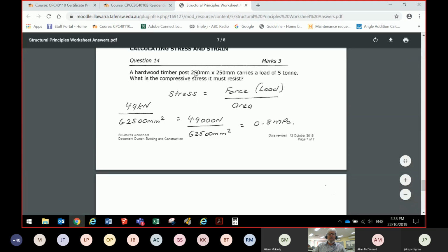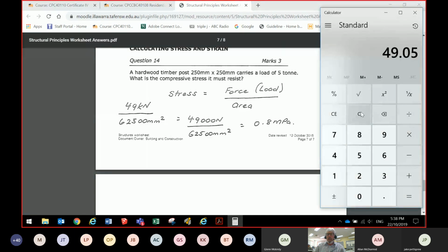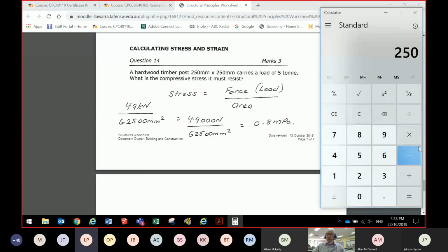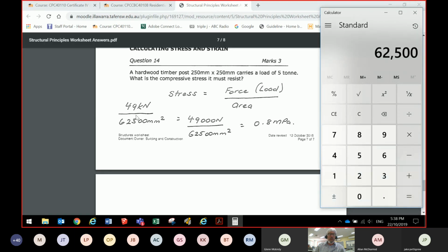And then the area of this is in this particular case 250 by 250. So if we clear the calculator and we go 250 by 250, it'll give us 62,500 millimetres squared. You'll notice here we're dealing with millimetres squared instead of metres squared. So you just need to make sure that you're converting them all okay. And if you do the maths on this, 49,000 newtons. So we need to either bring them all to kilonewtons or all to metres squared. In this case, we brought them all to newtons instead of kilonewtons.